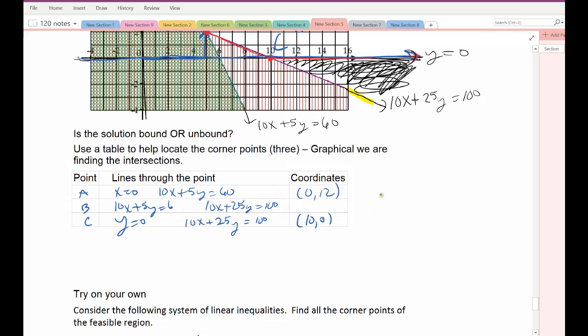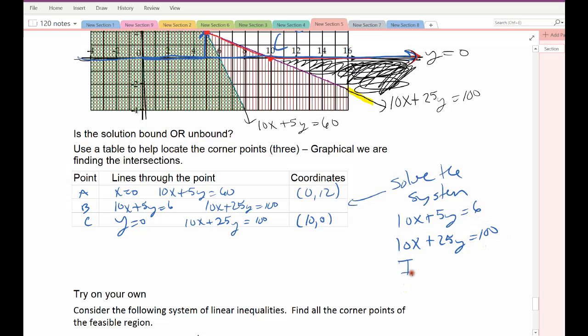And there's two ways to do that. So in order to get that point, I have to solve the system 10x plus 5y equals 60, 10x plus 25y equals 100. You could solve the system using any of our methods. Since we're doing it graphically, I'm going to solve the graphical system. It's where they intersect.